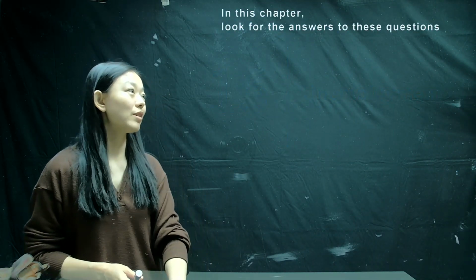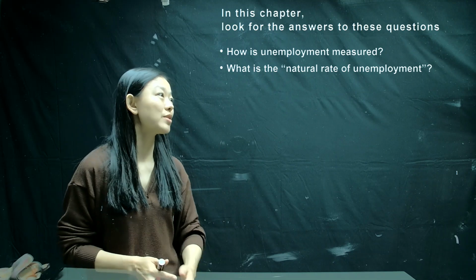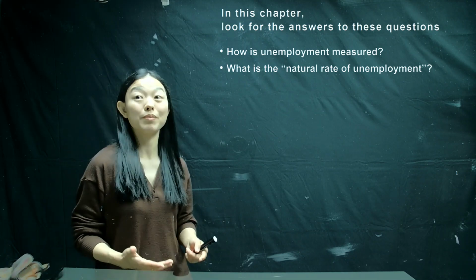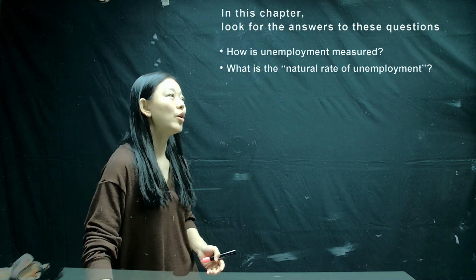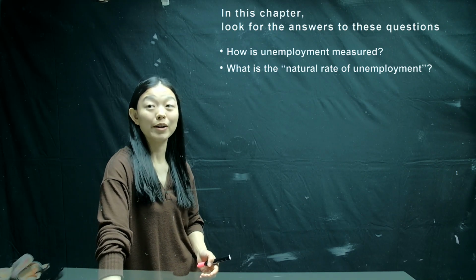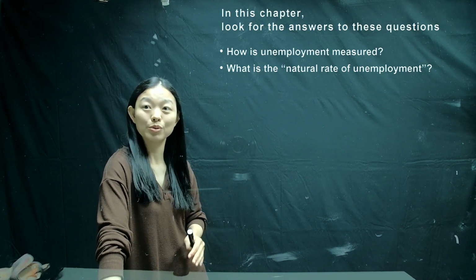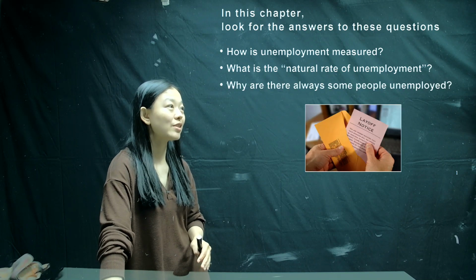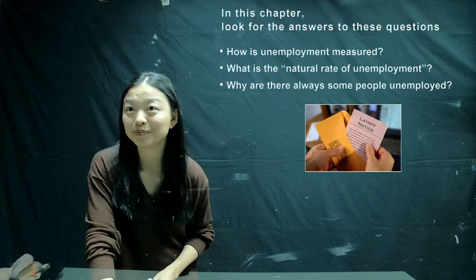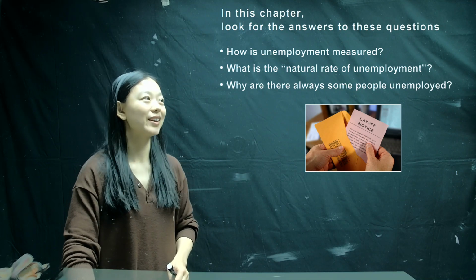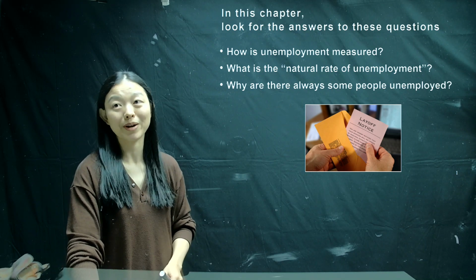In this chapter, there are several questions we try to find the answers to. The first one is, how is unemployment measured? How do we compute the unemployment rate? What is the natural rate of unemployment? This is what we will focus on in this chapter. And why are there always some people unemployed? This is related to the natural rate of unemployment, and we will talk about the three questions one by one.